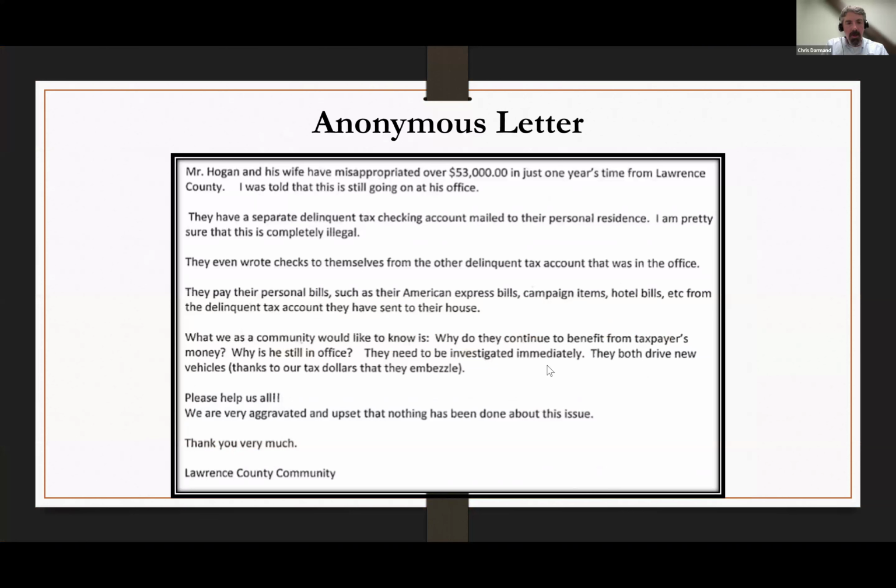At the same time, we also received an anonymous letter, presumably from someone close, if not within the county attorney's office, alleging that Mr. Hogan and his wife had misappropriated, from their viewpoint, $53,000 in 1 year's time. It identified that there was potentially a separate account using delinquent tax fees earned by the county attorney's office, and that account had bank statements that were being mailed to a personal residence, that they were writing checks to themselves as supplemental income and using those funds to pay personal expenses, American Express bills, travel.